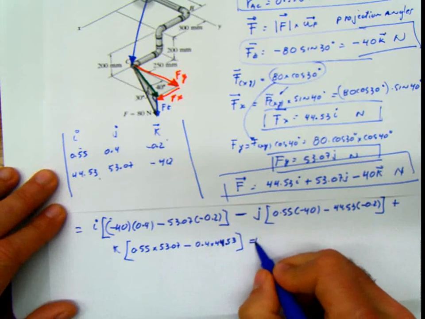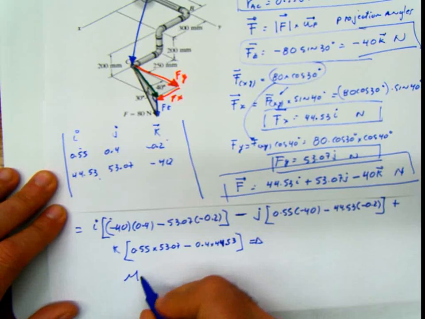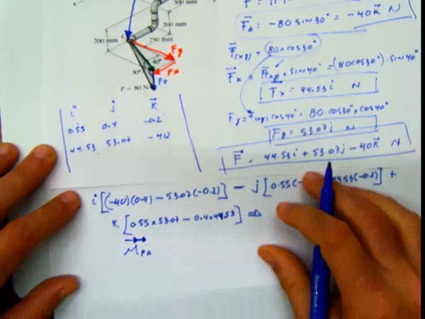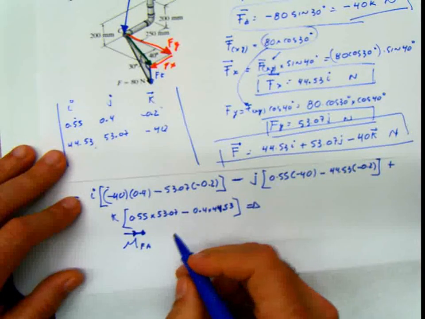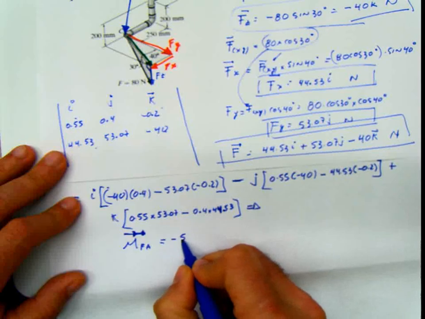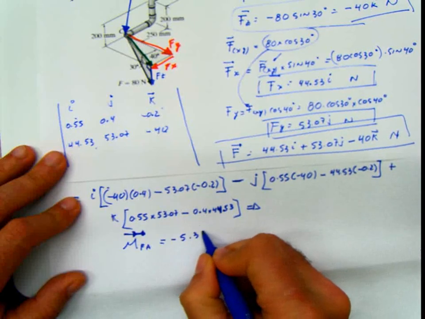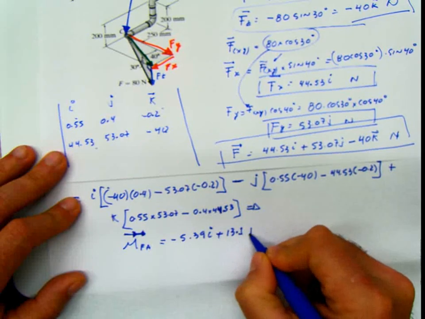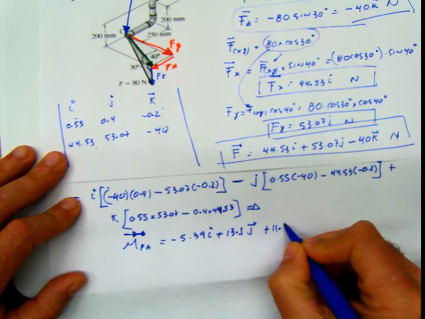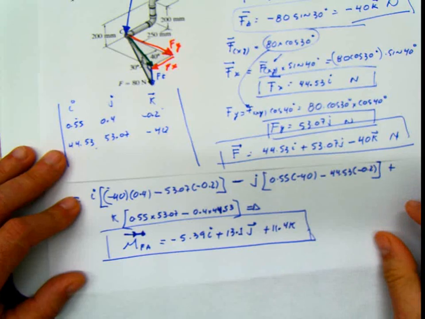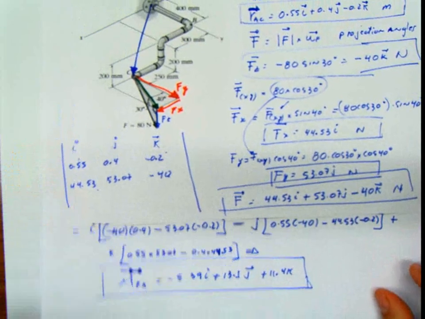And then this is going to be our moment of the force F with respect to the point A. Now I'm putting double arrow here because that's a way of differentiating moment vector from any regular force vector. And when I do this multiplication, this is going to be equal to negative 5.39 I plus 13.1 J plus 11.4 K. That's basically what the problem is asking us to calculate.